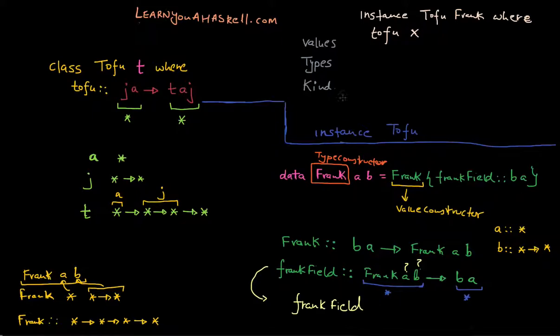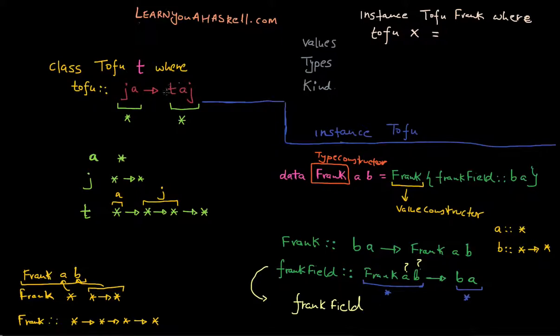It just takes in some value x that happens to have a type of JA. Okay, this is a type JA. X happens to have some type of JA, and this is going to be equal to what now? Well, it needs to equal some value that happens to have a type of TAJ.